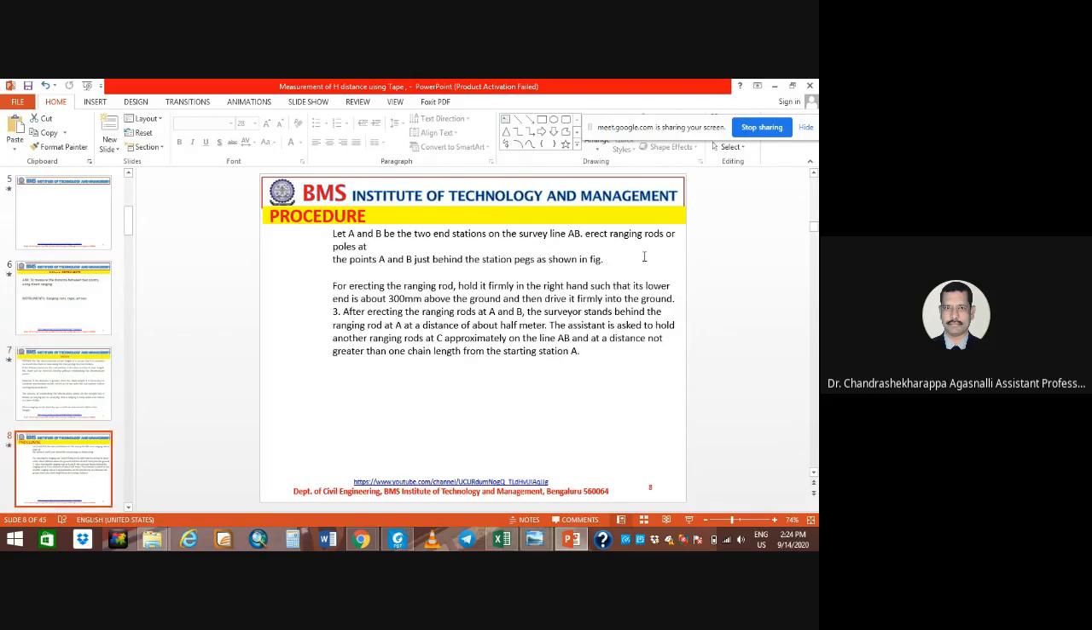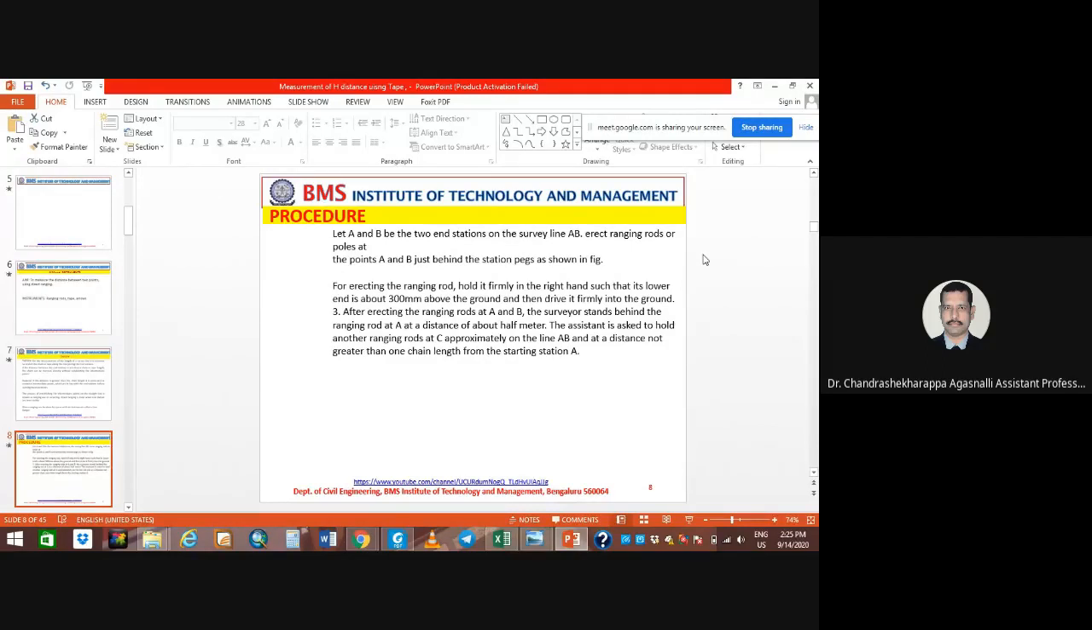Let A and B be the two end stations on the survey line AB. Erect ranging rods or poles at point A and point B, and behind the stations, the pegs have to be marked on the ground. For erecting the ranging rods, hold them firmly, with the lower end about 300 mm into the ground.